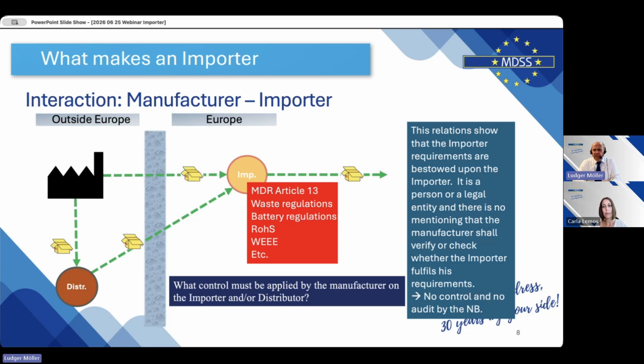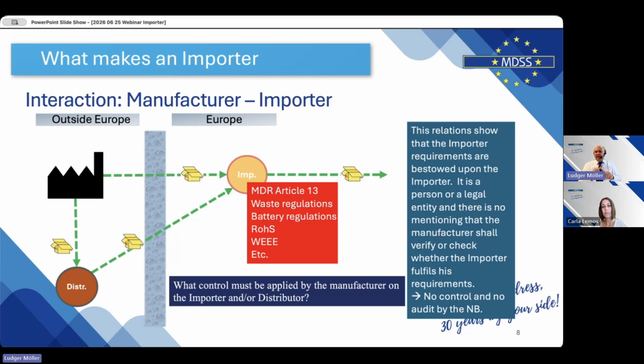It is a person or legal entity, and there's no mention that the manufacturer shall verify or check whether the importer fulfills his requirements. No control and no audit by the notified body, because the question which is being raised, and actually going a little bit further, is what control must be applied by the manufacturer on importer and or distributor? Very interestingly, what happened was that notified bodies were under the impression, whether imposed by the competent authority, I don't know, that they are supposed to check that the manufacturer has control over the importer and the distributor.